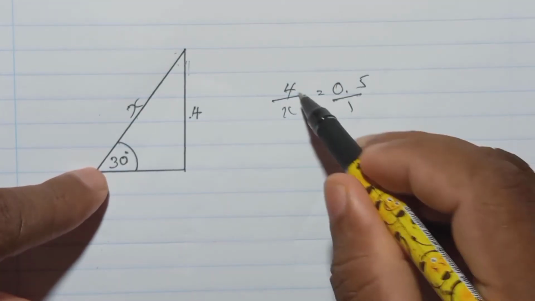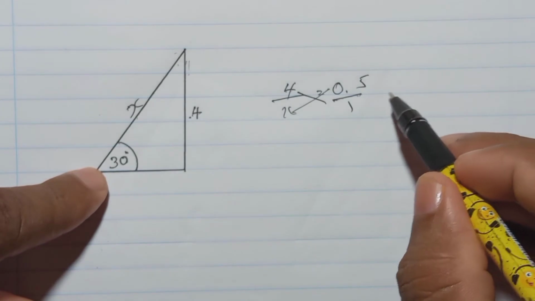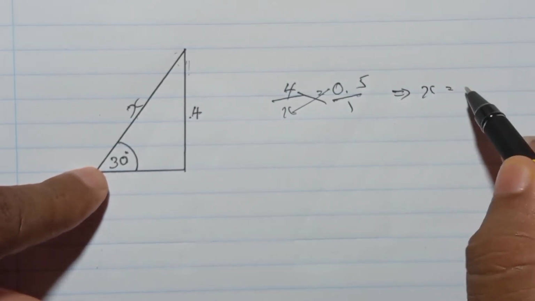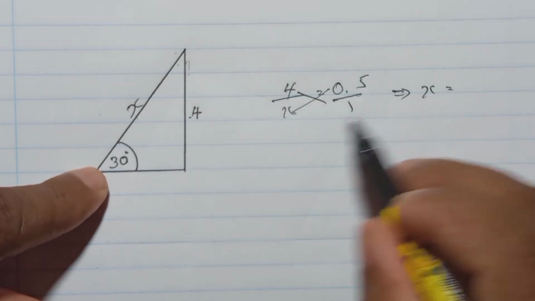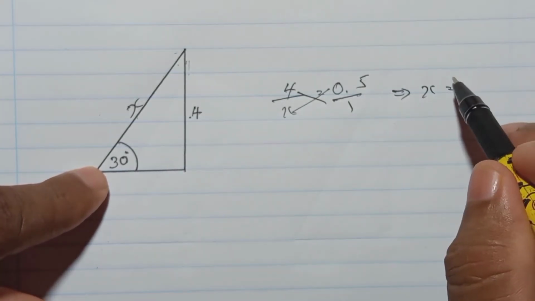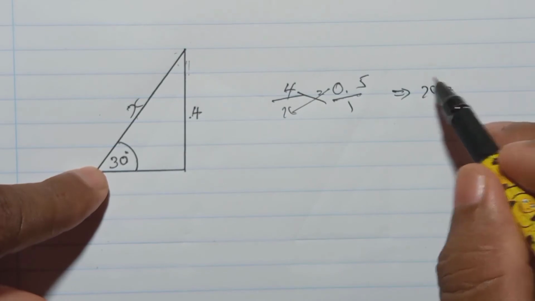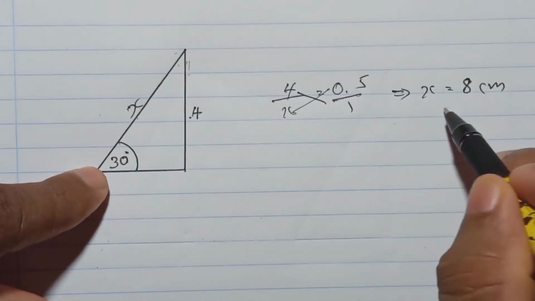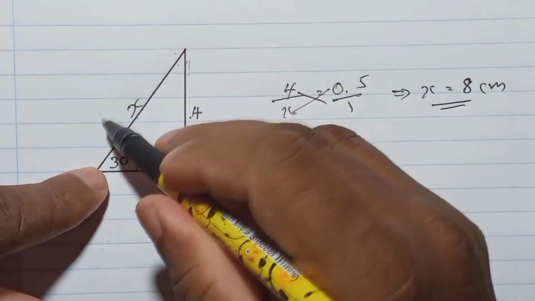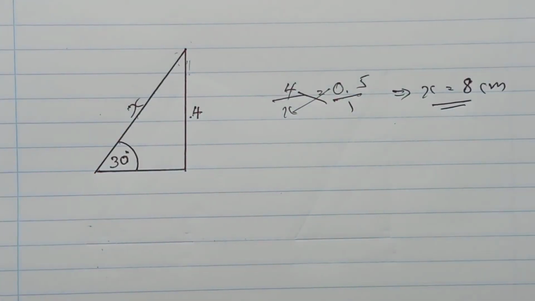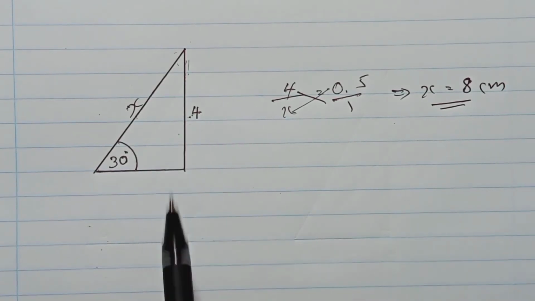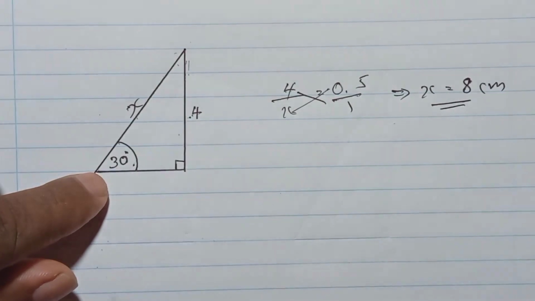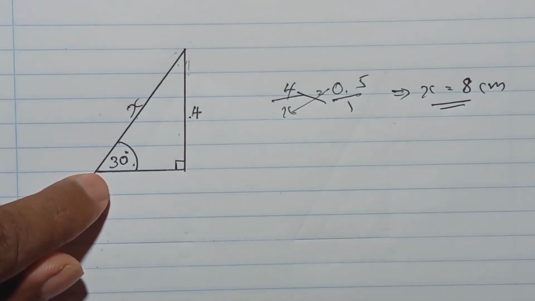Now if you multiply here, check what the answer is. Okay, I will just do it. Here x will be equal to 8, right? Here will be 8 centimeters. So this is the idea. If it is 30 degrees in a right angle triangle, we know opposite divided by hypotenuse is 0.5, for any triangle, it doesn't matter.